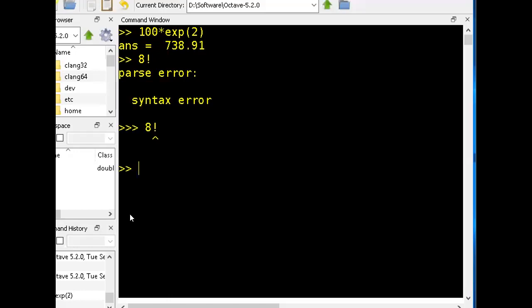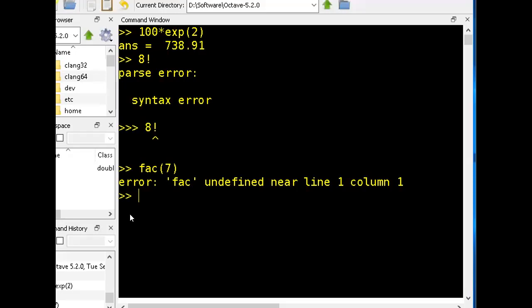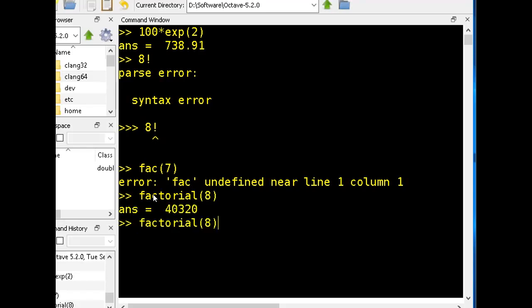How to find that factorial? Do you know how to find factorial? What is the built-in function? I don't remember yet. So you have to write factorial and within brackets 7. Factorial is the function. Yeah, and then 7. Let's see, 7.